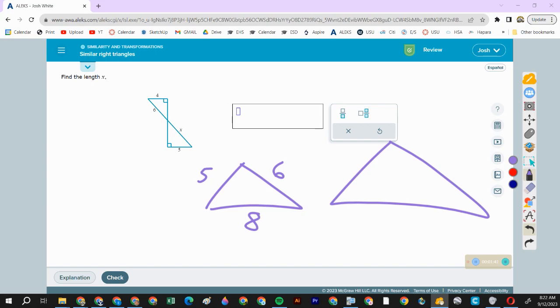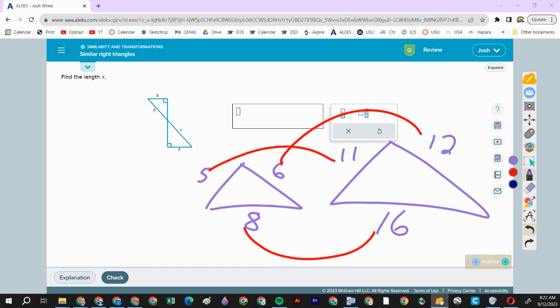Okay. If this was 11, 12, and 16. So 16 is twice as big as 8, and 6 is twice as big as 12. So are they similar? No. Why not? The third one does not match up that way. So all three of the sides have to be proportional. So if you're given the side lengths and you want to know are these triangles similar, you have to test all three sides, not just two of them.